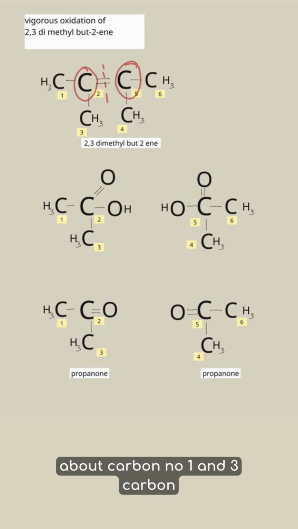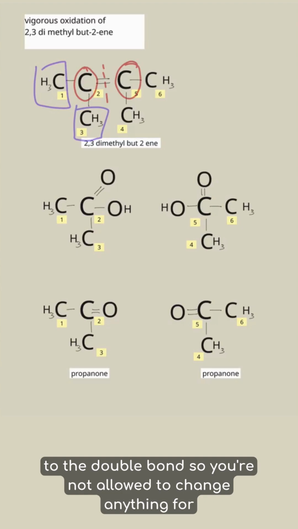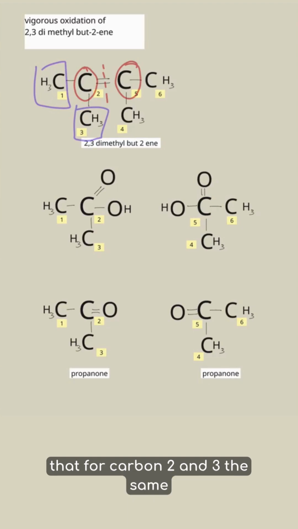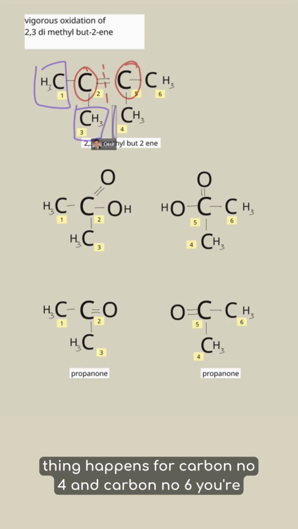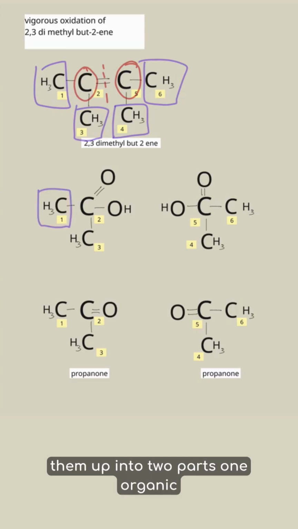How about carbon number 1 and 3? Carbon number 1 and 3 they are not connected to the double bond, so you're not allowed to change anything for that. The same thing happens for carbon number 4 and carbon number 6. You're not allowed to change it. So what will you do? You just break them up into 2 parts.